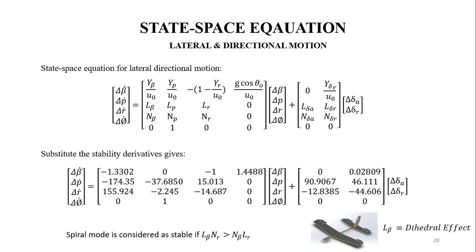I actually did not notice this derivative at the beginning of the design phase, and this made my aeroplane dynamically unstable for spiral mode. So I increased the L beta from 0 degree to 5 degrees of dihedral angle. So my L beta became larger, and that made my spiral mode stable.